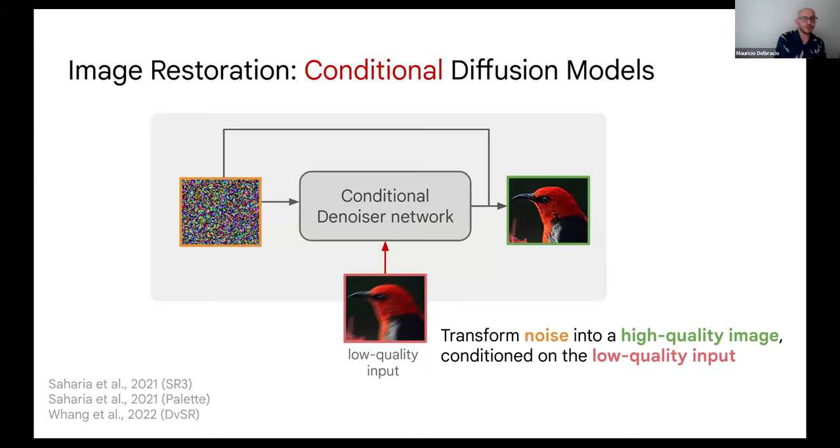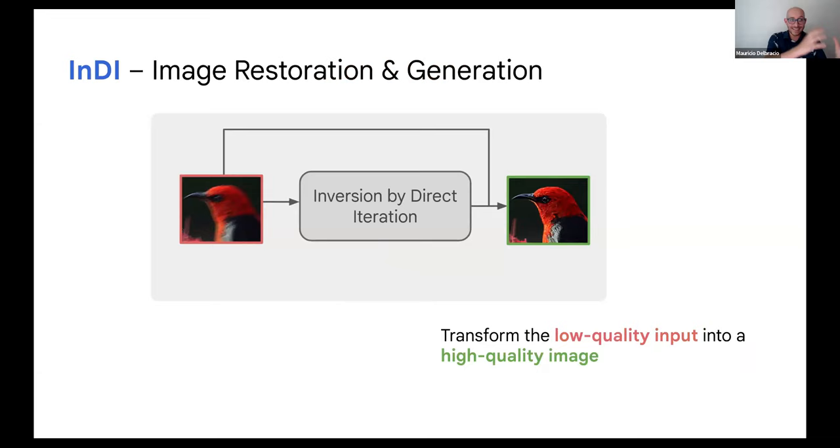And this resembles what we introduced, this InDI framework. The main difference is that we do this by directly iterating over the input image. We don't start from pure noise. We start from the low quality image, and then we refine it little by little till we get the high quality image, right? So it's a slightly more direct path towards the high quality reconstruction. And the interesting thing is that exactly the same framework can be used for both image restoration and image generation.